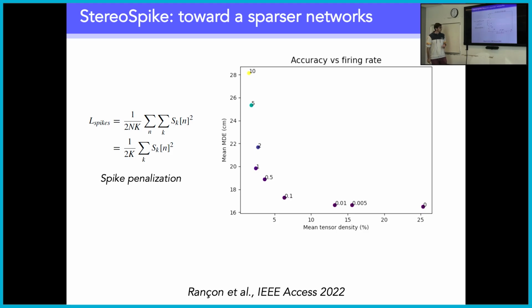So just to go a little bit further on StereoSpike, one interesting thing is that it's possible to add to the loss a spike penalization, which actually favors a network with a lower amount of spikes. And this is what you see here with the mean depth error on the y-axis and the mean tensor density on the x-axis, and you can see that even when we decrease by a lot the number of spikes through this constraint, we are still able to have a relatively good mean depth error. At some point, of course, it explodes a bit, so that has to be taken into control, but we can still have very good performances with 5 times fewer spikes.